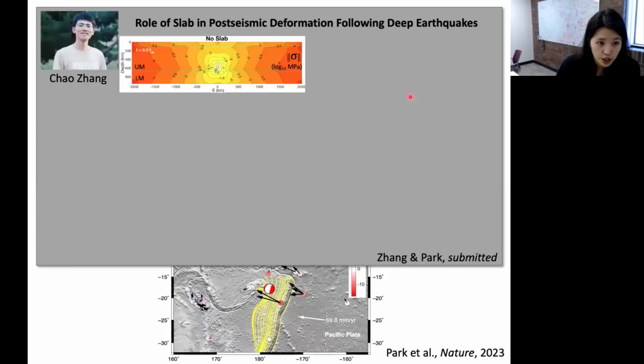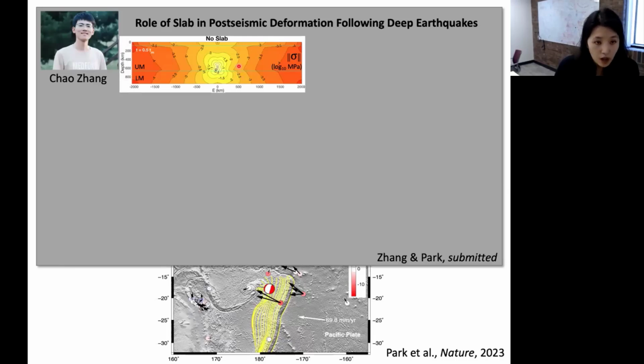Now, my student, Chao Zhang, has been working on this, and we recently submitted this work. He looked at how the stress evolution pattern is really different when you have or don't have the slab. Here, you're looking at a depth cross-section. The vertical axis is depth, and the horizontal is the east direction, or trench-perpendicular direction, you can say. The color shows the level of stress on a logarithmic scale, and that's why you see some negative value contours here.